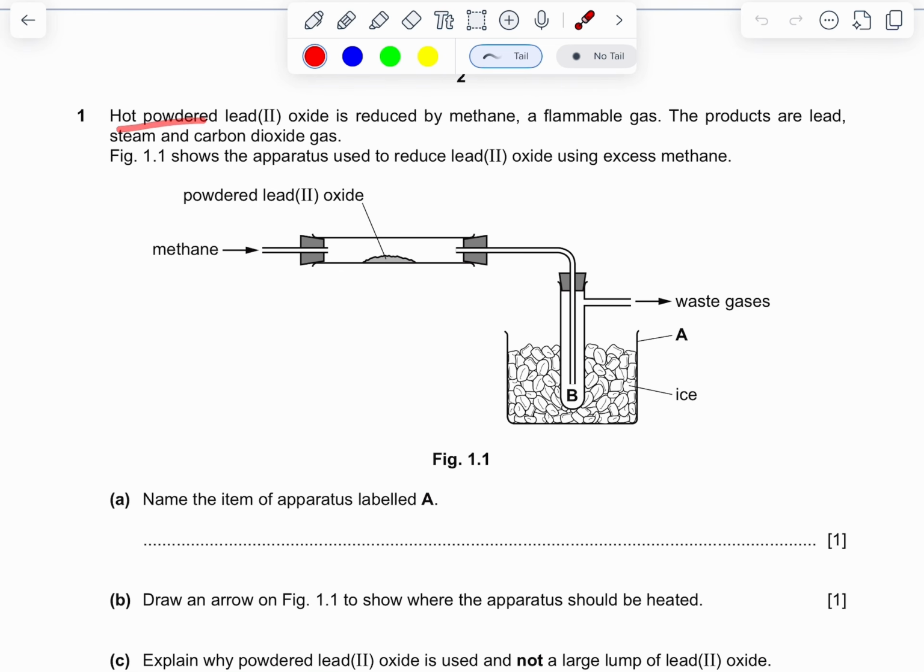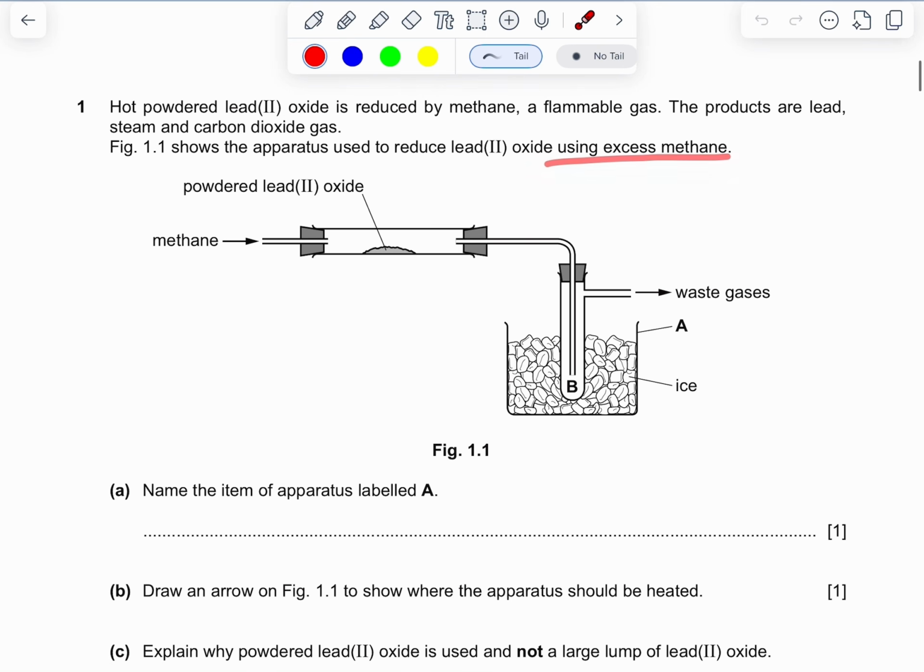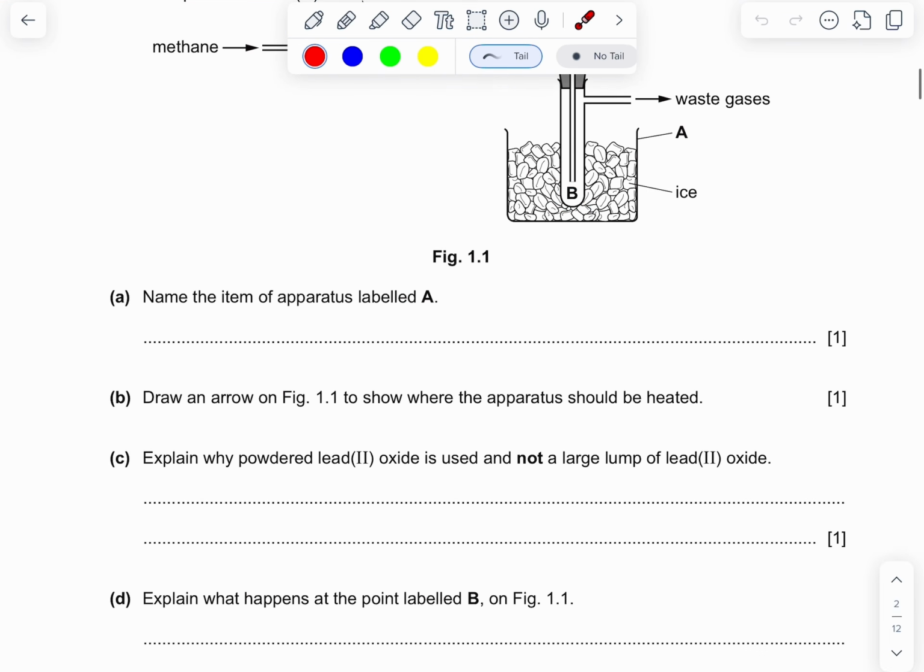Hot powdered lead 2 oxide is reduced by methane, a flammable gas. The products are lead, steam, and carbon dioxide gas. Figure 1.1 shows the apparatus used to reduce lead 2 oxide using excess methane. Powdered lead 2 oxide, methane gas is entering through here, waste gases are leaving through here. Alright, we probably have to name apparatus A, and what will we have to name in B?